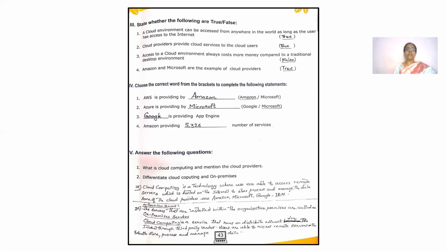Choose the correct words from the brackets. AWS is provided by whom? By Amazon. Azure is provided by Microsoft. Google is providing App Engine. Amazon is providing 5,326 services. These are the only two question answers that are there.